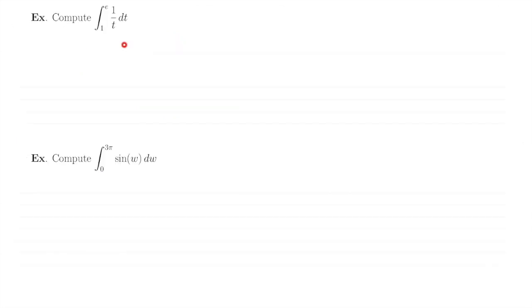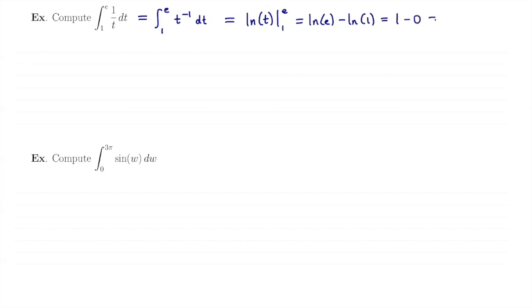This first example is the exception to the power rule. Notice here that the integral from 1 to e of 1 over t dt is like the integral from 1 to e of t to the -1 dt. That's the exception to that general power rule antiderivative form. The reason is that its antiderivative is not a polynomial type expression, it's natural log of t, evaluated at e minus evaluated at 1. So that's natural log of e minus natural log of 1, which is 1 minus 0, so 1.